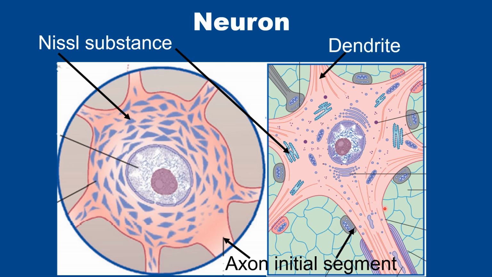The initial part of the axon is non-myelinated and it needs special mention because here the synapses are formed and this is the place for formation of the action potential.